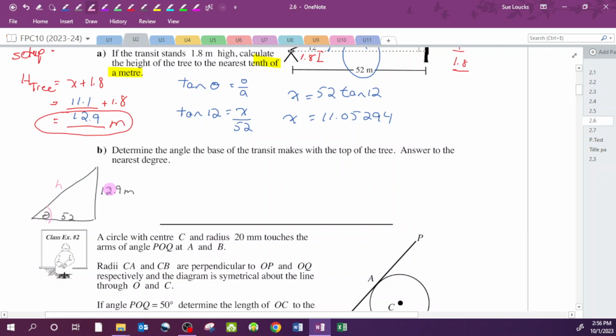So angle of interest, H, O, A. This is tan. So tan theta equals opposite over adjacent. Tan theta equals 12.9 over 5.2. So theta equals 13.93249, and to the nearest degree, that's going to be 14 degrees.